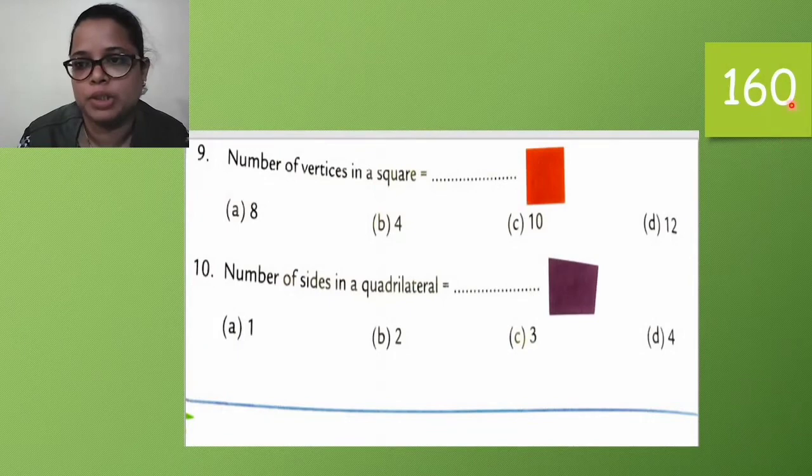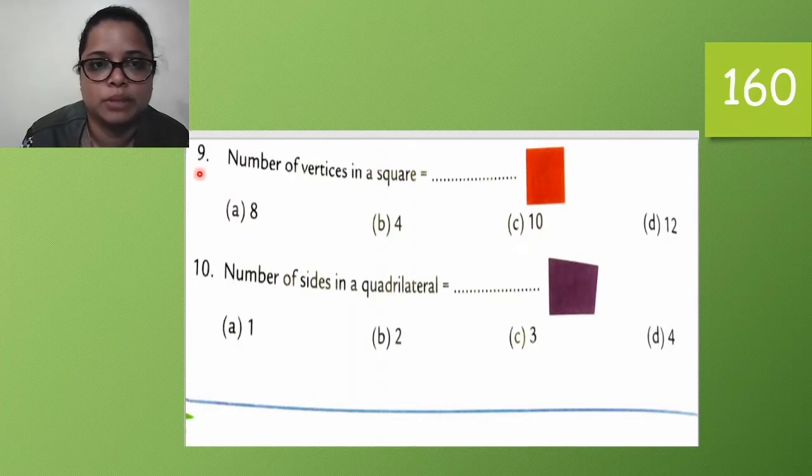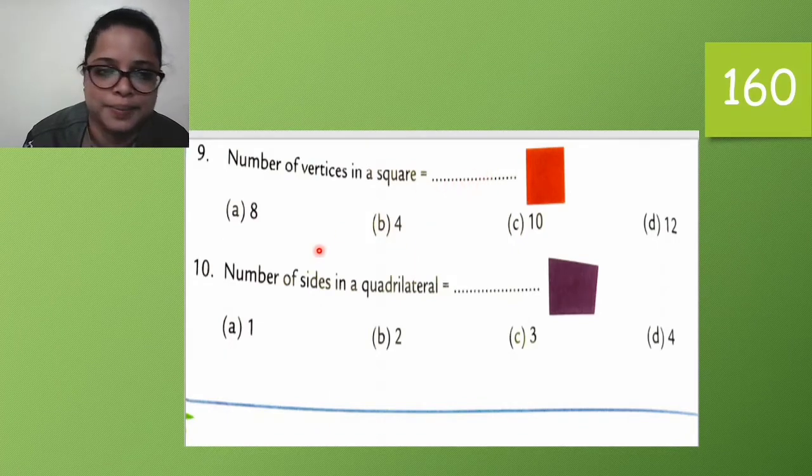Okay, come to page number 160. There's a mental maths worksheet. That is question number 9. Number of vertices in a square is equal to dash. A 8, B 4, C 10, D 12. Yes, your answer is correct. It is B 4. So just put a tick mark on B 4 and write the answer on the blank.